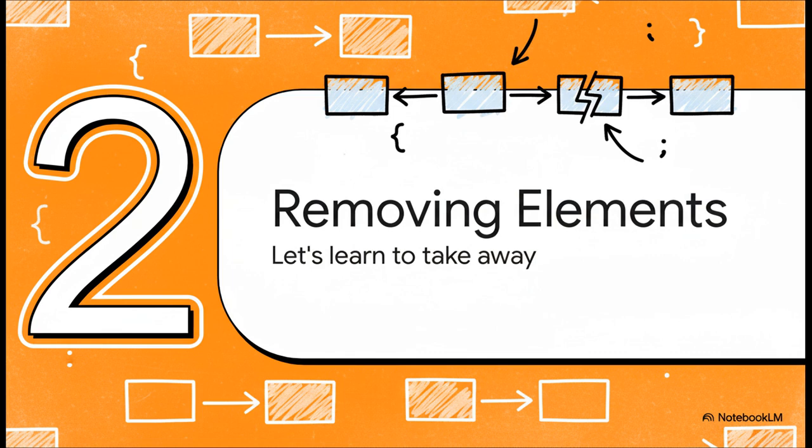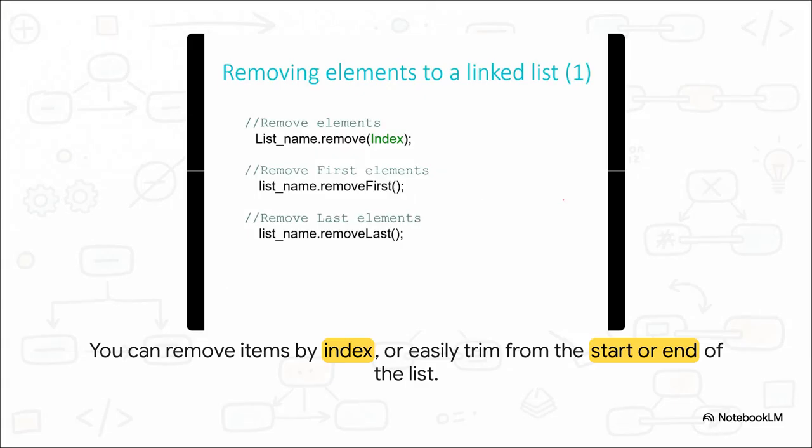All right, so we know how to build a list up. Now let's talk about how to take things away. Because managing data isn't just about adding new stuff, right? It's also about getting rid of what you don't need anymore. Java gives you a few different tools for this. You can pinpoint a specific item by its position using removeIndex, or you can just chop off the ends of the list really easily with removeFirst and removeLast.